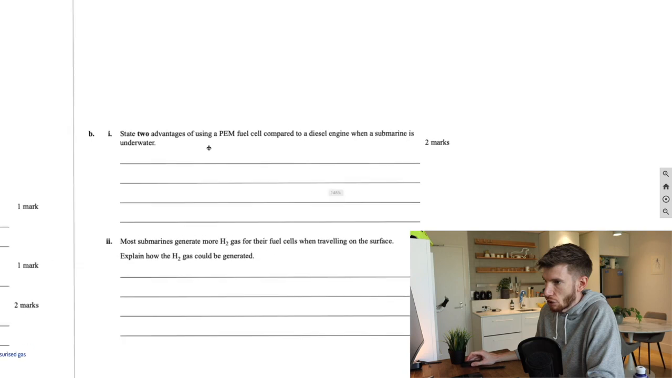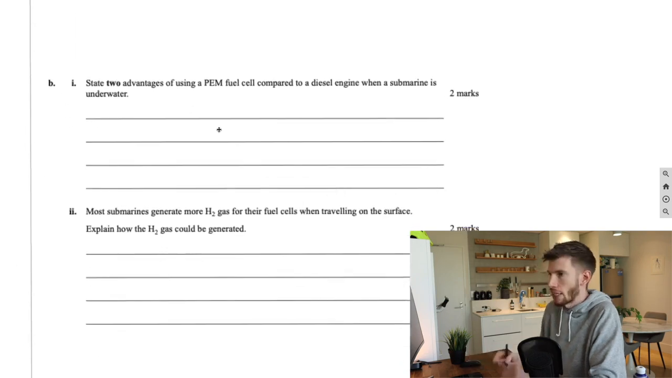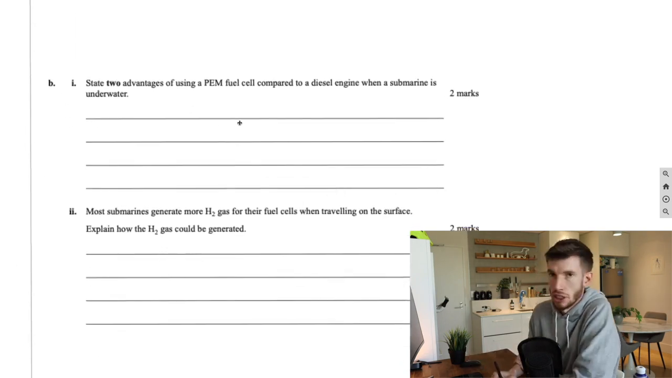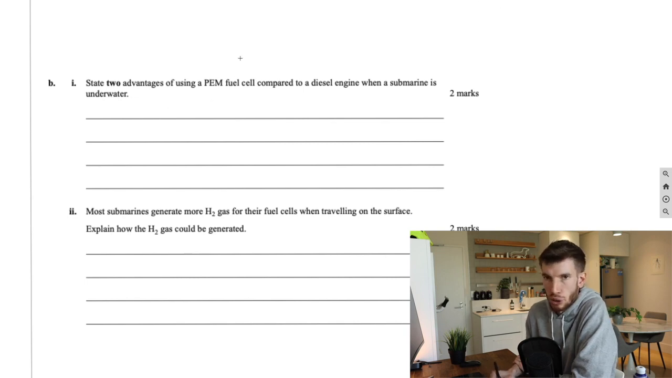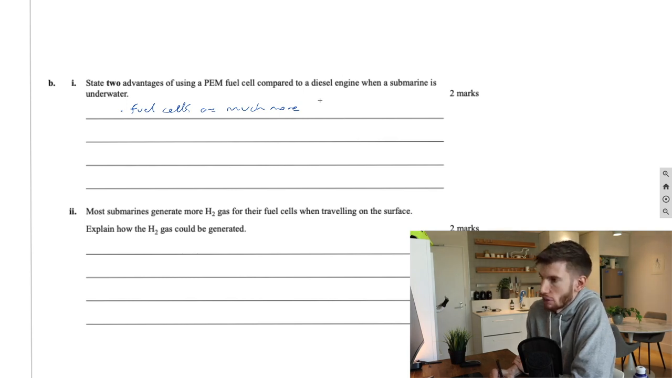So then we have state 2 advantages of using the PEM fuel cell compared to a diesel engine when a submarine is underwater. So one thing to always go for, a surefire winner with why would we choose fuel cells? Key thing is fuel cells are much more efficient than any kind of fuel burning or combustion engine type system. So are much more, we'll say, energy efficient as well.